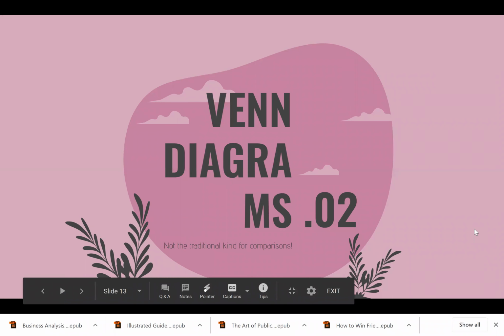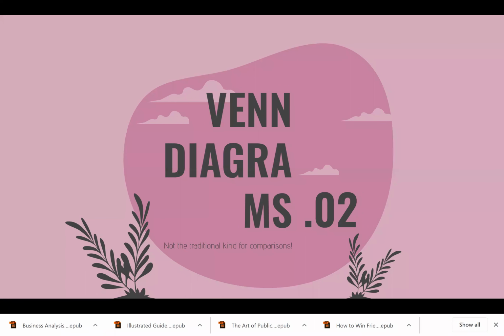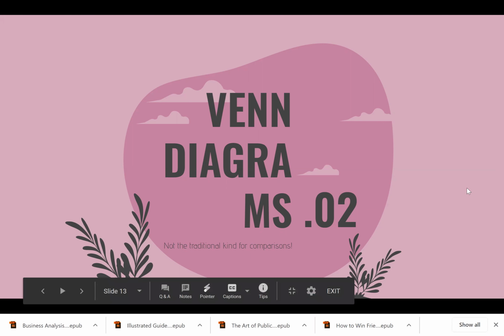So now we're going to be moving on to Venn diagrams. Don't worry if you were confused on the last topic. I'll post a worksheet later with some sample problems and you guys can refer back to these slides for additional support.